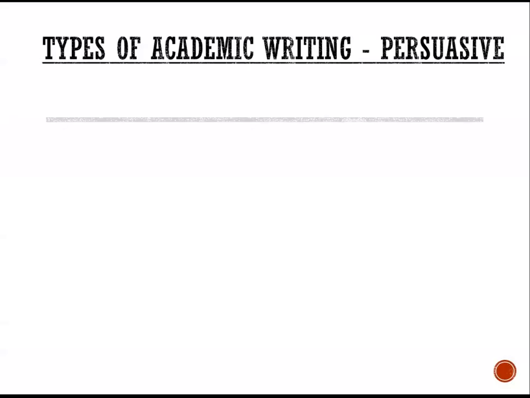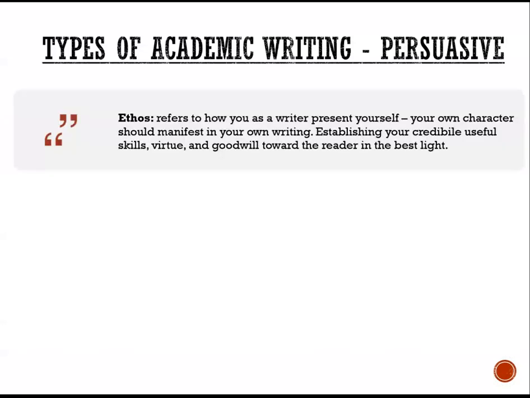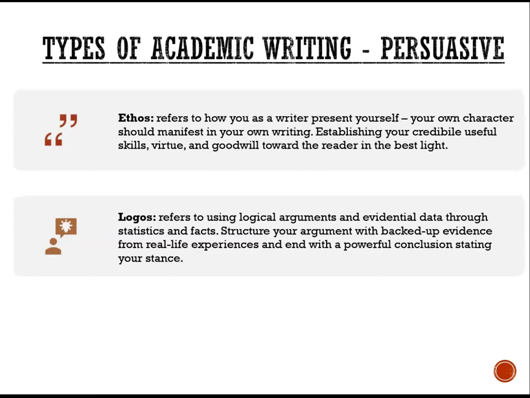The types of academic writing: persuasive. This involves the ethos that refers to how you as the writer present yourself. Your own character should manifest in your writing, establish your credibility, useful skill and virtue and goodwill towards the reader in the best light. It also involves logos that refers to the logical arguments that you bring forward, the evidence that you present, through statistics, through research-based fact, etc.